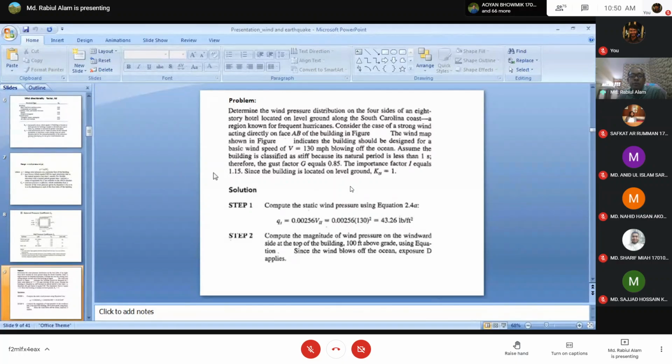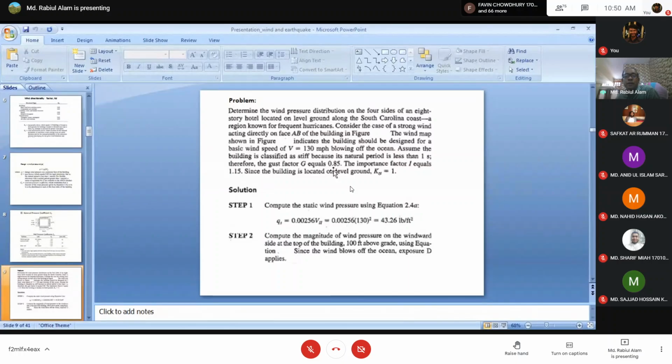Okay. So assume the building is classified as stiff. Here you see the building is classified as stiff because its natural period is less than 1 second. So whenever you find your natural period of the building is less than 1 second, then you would consider your building as a stiff building. And for stiff building cases, your factor will change.